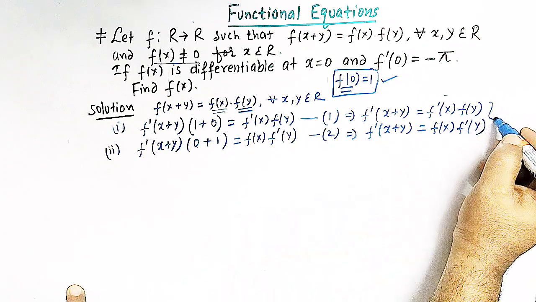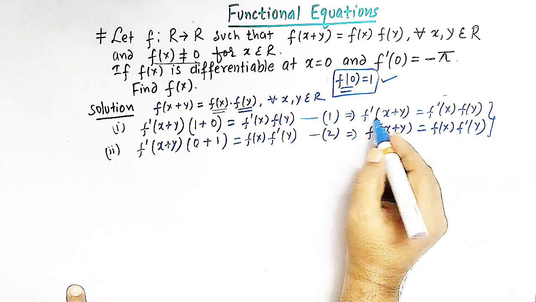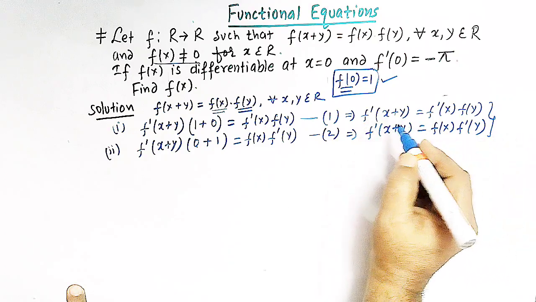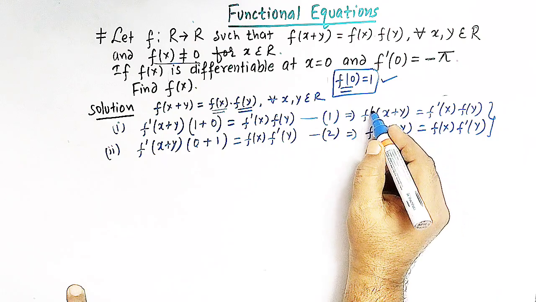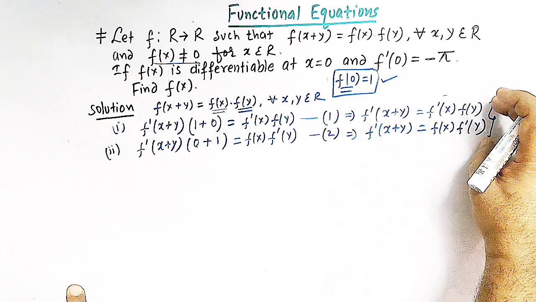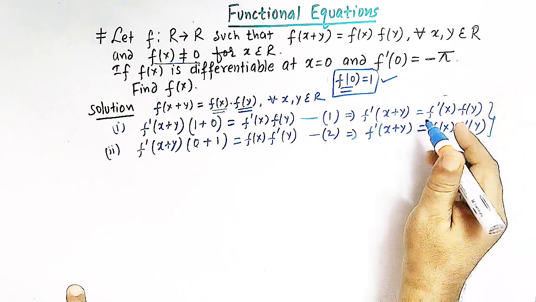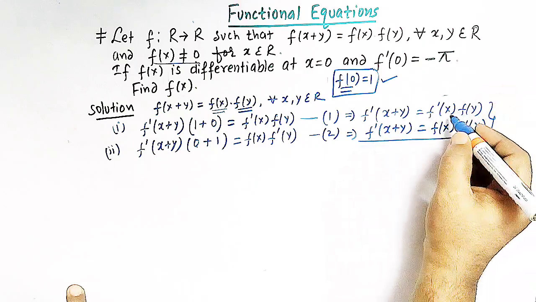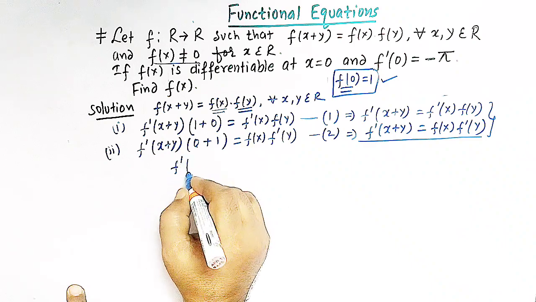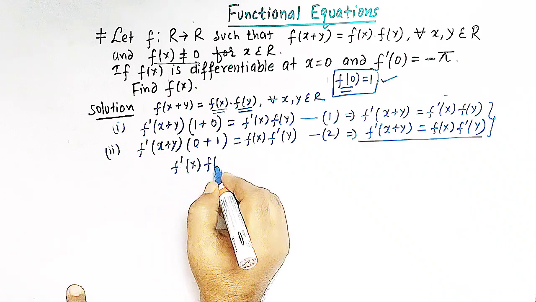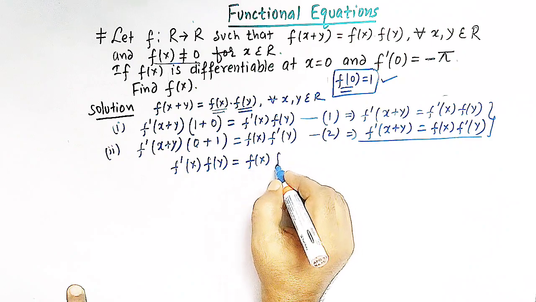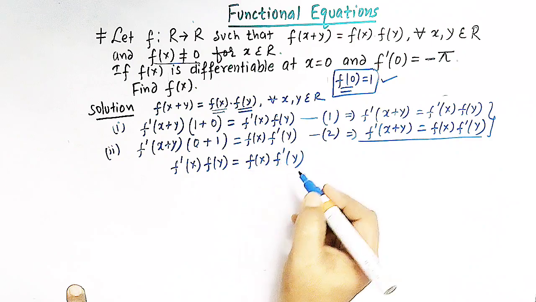Now look at these two equations. Here the left hand sides of both the equations are equal, that is f prime of x plus y. So we can equate the right hand side, right? So from these two equations, we can write f prime of x, f of y is equal to f of x and f prime of y, right?